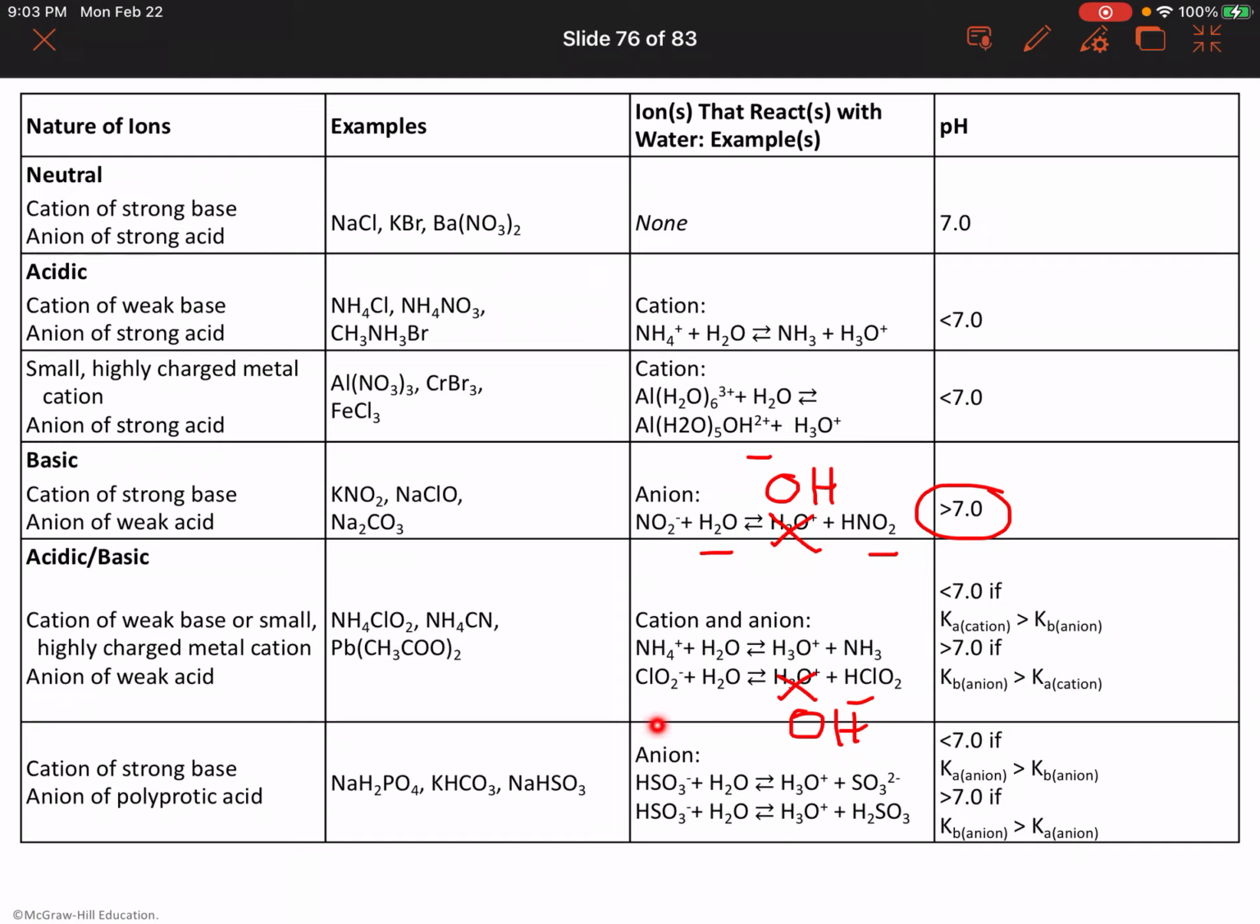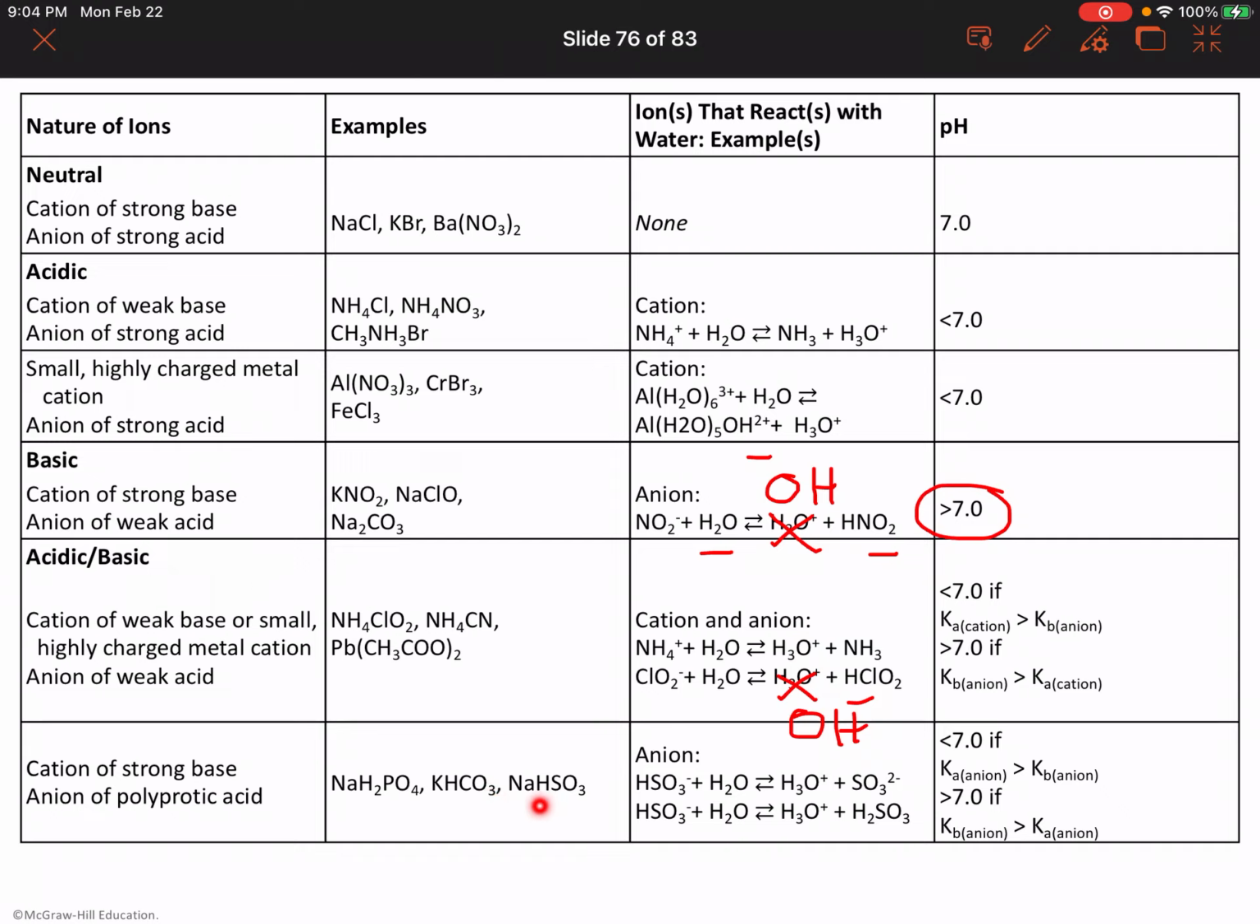Okay. And then if you have a cation of a strong base and an anion of a polyprotic acid, for example, sodium hydrogen phosphate, potassium hydrogen carbonate, sodium hydrogen sulfite. And here again, sodium, potassium, sodium, that is a cation of a strong base. So they are not going to react with water, so we don't worry about that. We're going to look into the anion.